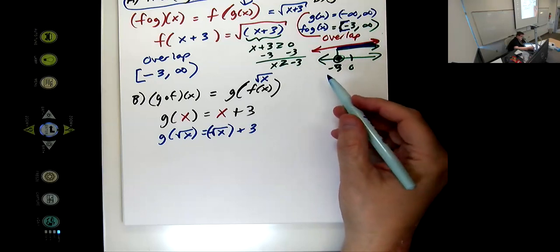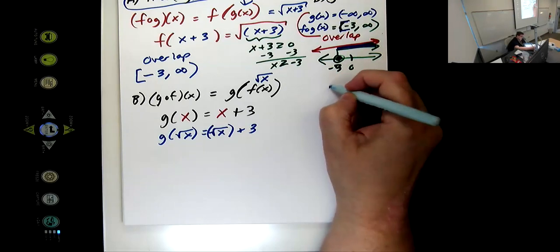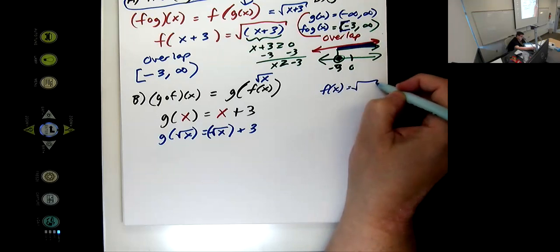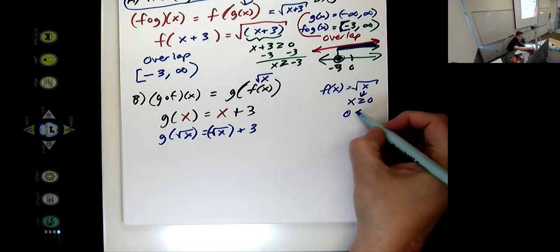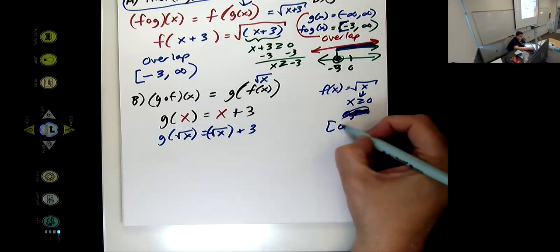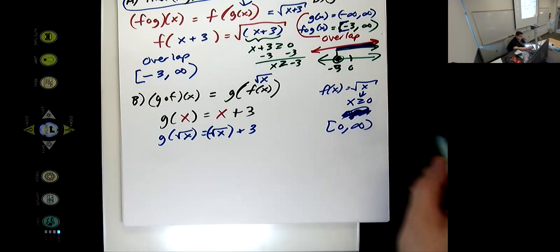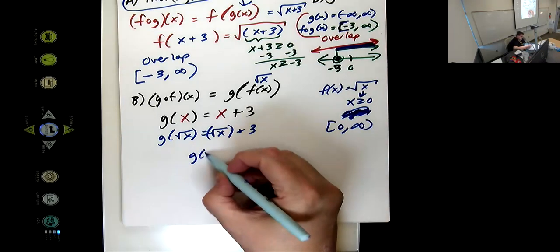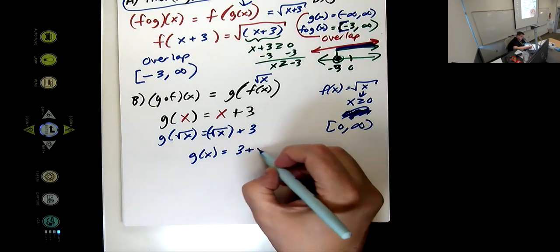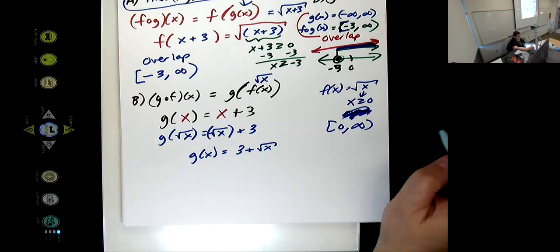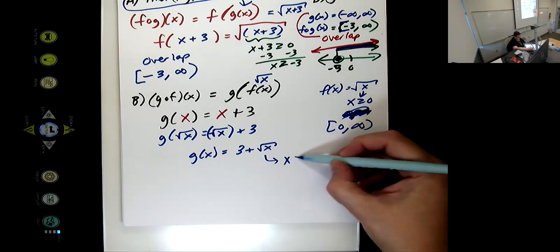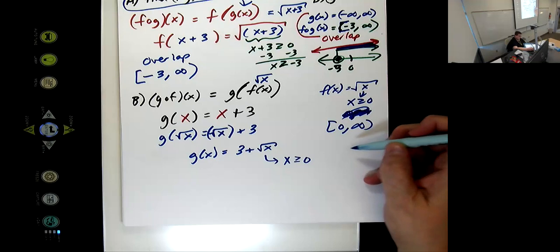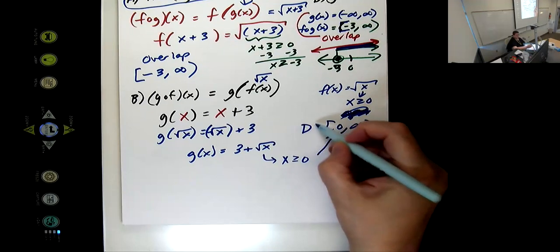This is going to have the same domain for both of them. For f of x, we need the argument inside the radical to be greater than or equal to 0. So 0 to infinity. And g of x has the same thing. I'm going to put the 3 first, just so it doesn't get confused. The 3 is not inside the radical. Again, the inside of the radical needs to be greater than or equal to 0. So that should be the domain for g of f of x.